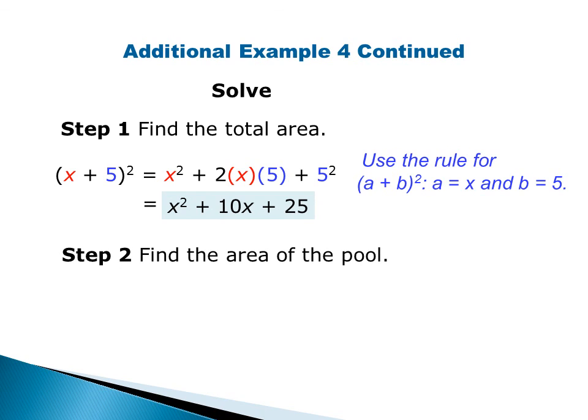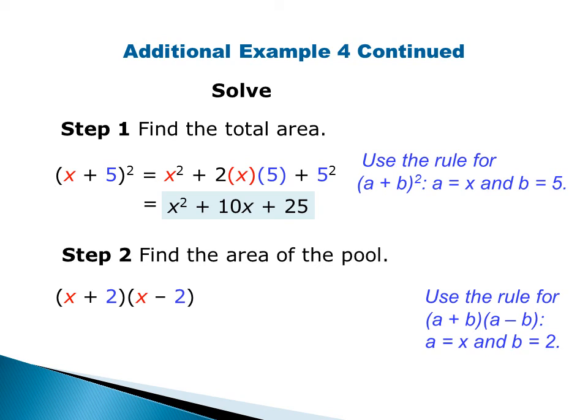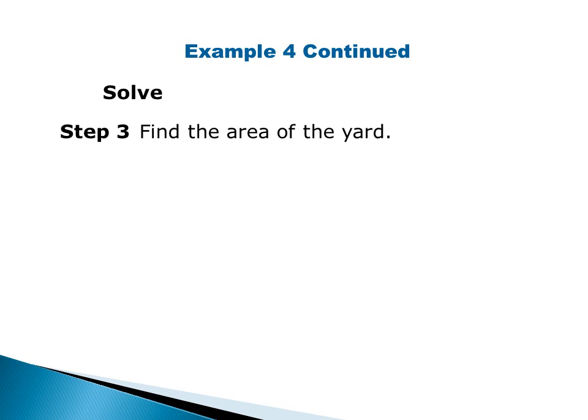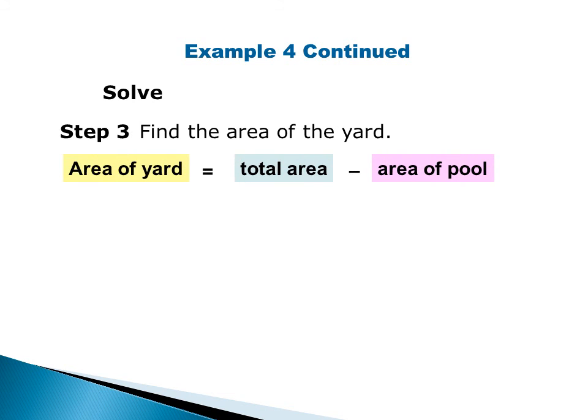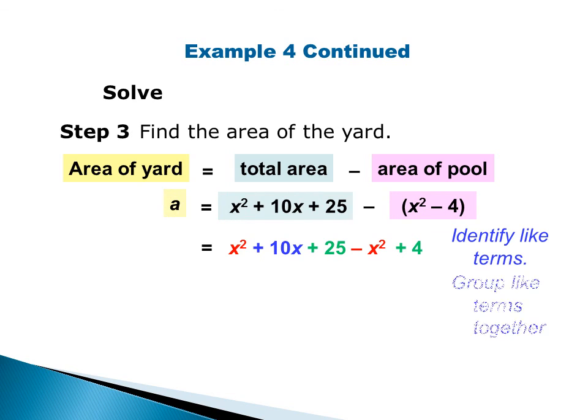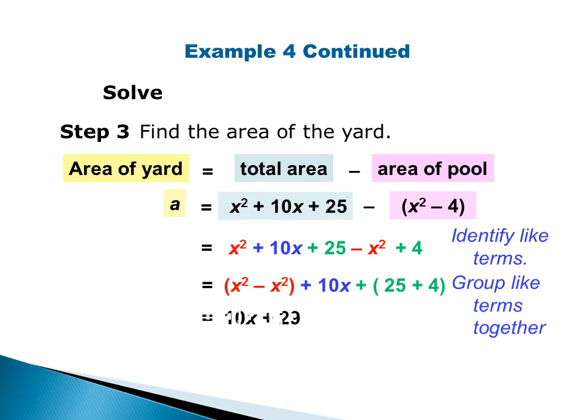But then we're going to subtract what? The area of the pool, which is the inside one. The inside one is going to be x plus 2 times x minus 2. That's going to be the difference of two squares. Remember that. x squared minus 4. So we're going to take away from the area of the yard. So what do we do? Here we go. We subtract the pool area from the total area. It gives us this, and the answer is going to be 10x plus 29.